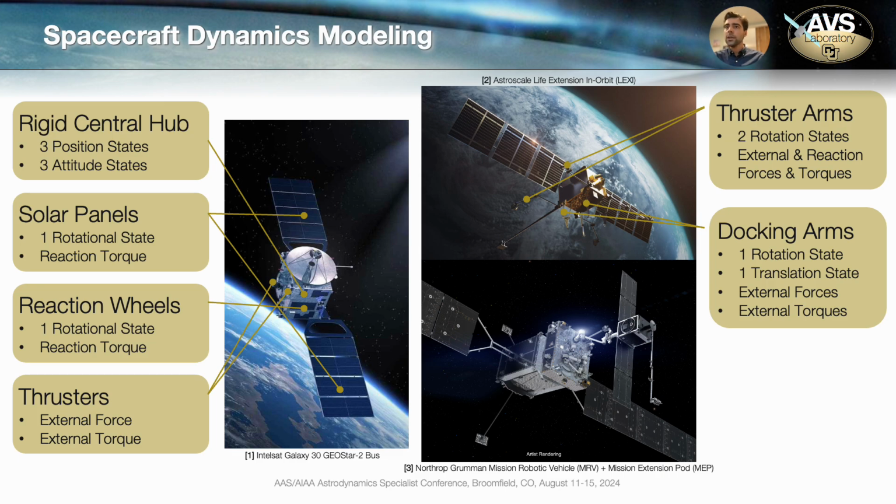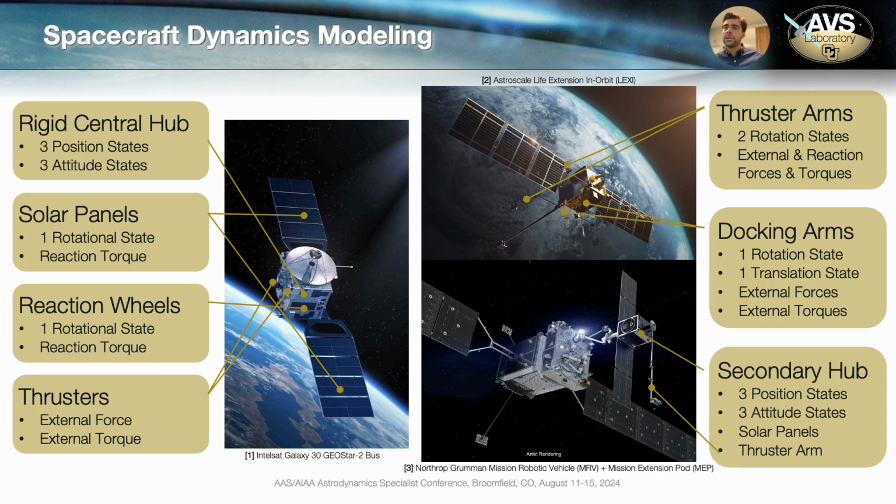And then finally, in the bottom right here, we see Northrop Grumman's updated mission concept for on-orbit servicing, in which they have one larger mission robotic vehicle that we see on the left, holding onto one of its smaller mission extension pods. Now we have in our total spacecraft this secondary hub with its own position and attitude, its own solar panels that may have degrees of freedom, as well as, in this case, a multi-degree of freedom actuated robotic thruster arm.